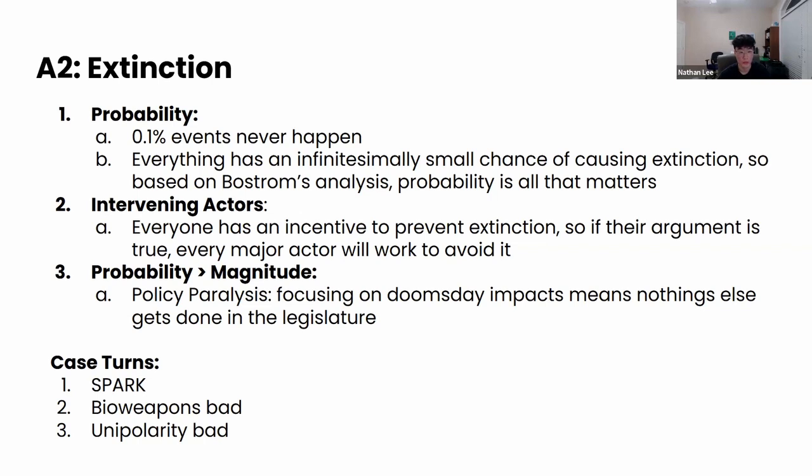Third is probability over magnitude. You can say that extinction is bad because if policymakers are so fixated with solving for very low probability arguments like nuclear war, then other policies get put on the back burner, which is proven today by the fact that minorities still face unequal policy support and advocacy.